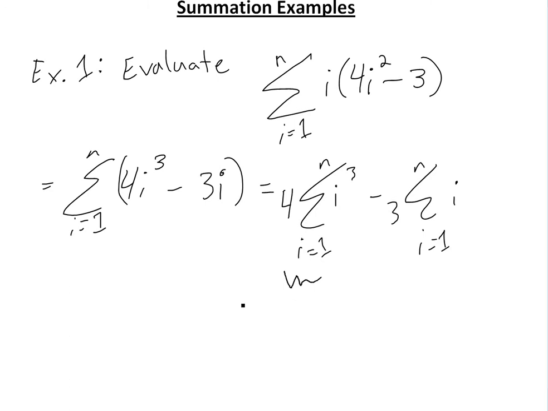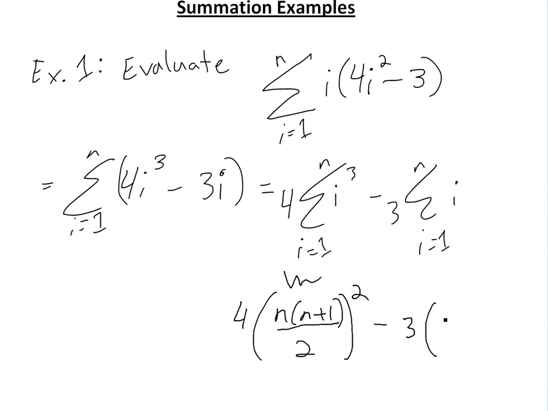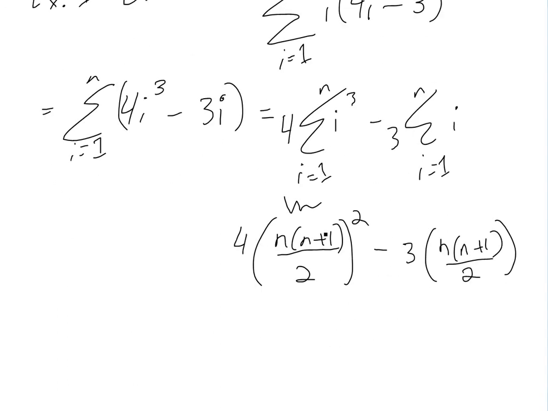And I showed in my earlier videos on the proofs, you can see in the video link below. This just equals 4 times n times (n plus 1) divided by 2, and then squared. That's for the i cubed. And then minus 3 times n times (n plus 1) divided by 2. So it's the same one, but not squared. So this equals, and we could just break this apart and sum it up.